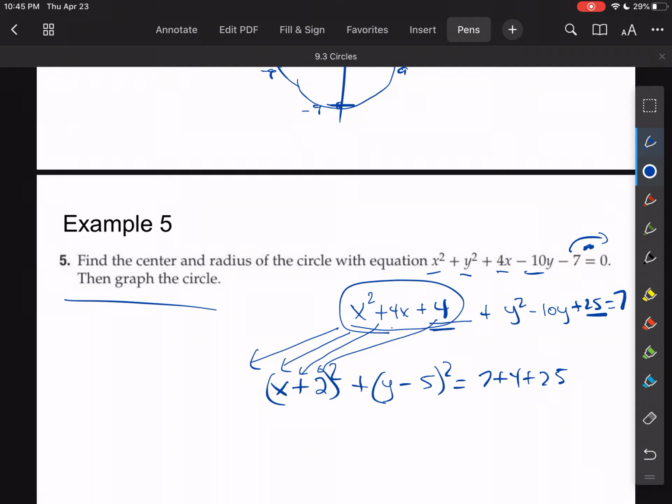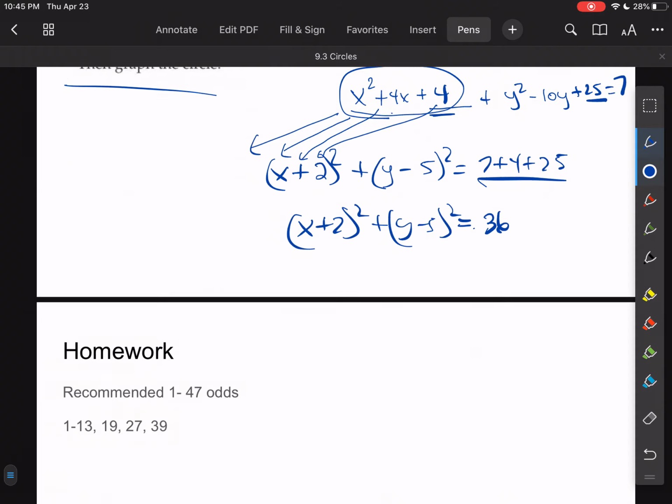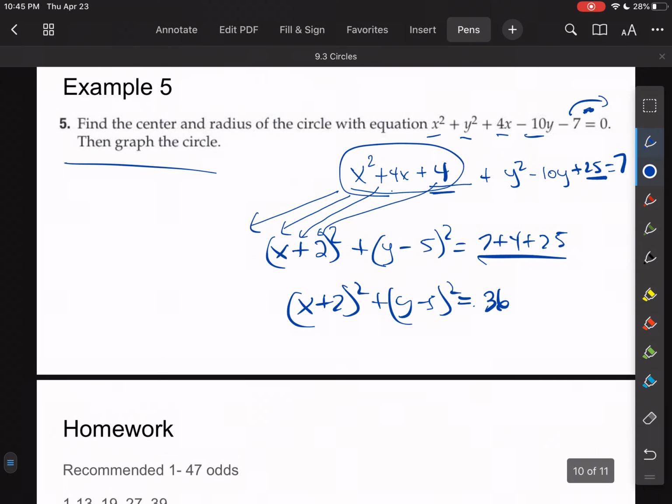Okay, so that's what I did for both of these. And then, so let's just simplify this last little bit here for our final answer. X plus 2 squared plus y minus 5 squared is equal to 7 plus 4 is 11. 11 plus 25 is 36. And we're done. Okay, so that is example 5. Let's see here. What else do we want to go for? I think that's probably all I'll have you guys do.